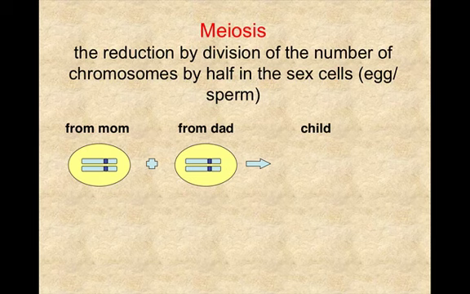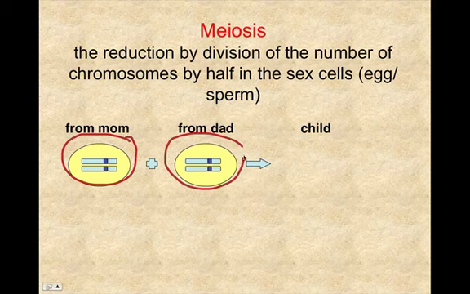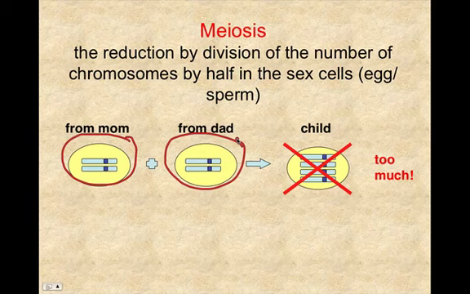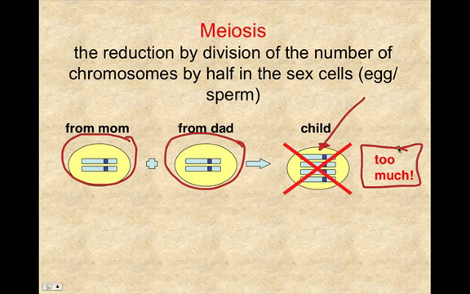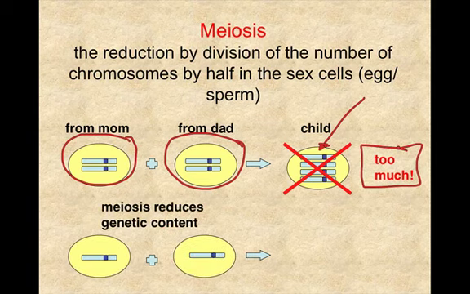So if we have these coming from mom and these coming from dad, the child cannot have 4 chromosomes. That would be too many, too much. So mom and dad's cells have to divide. So meiosis reduces the genetic content so that the child has the same number that the mom and dad had originally.